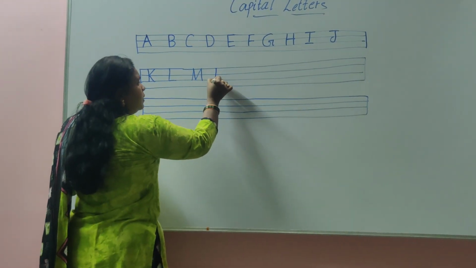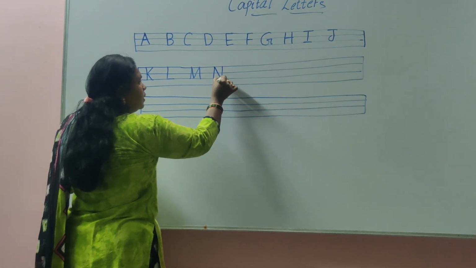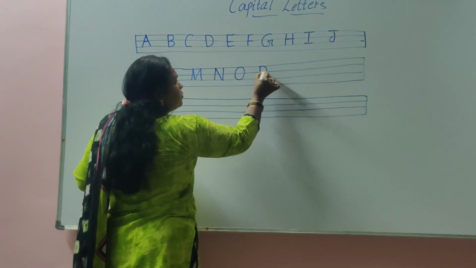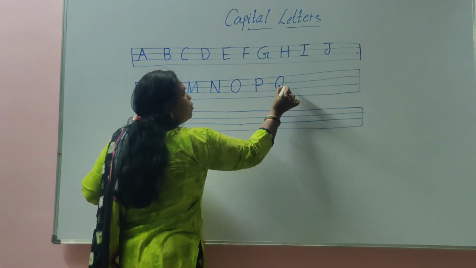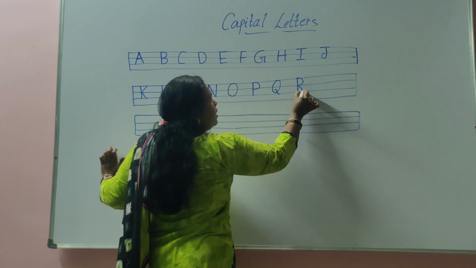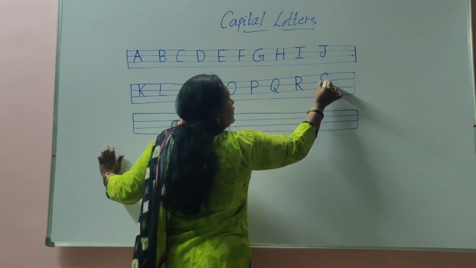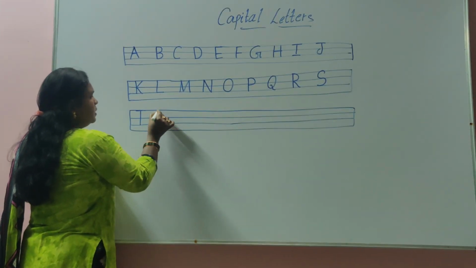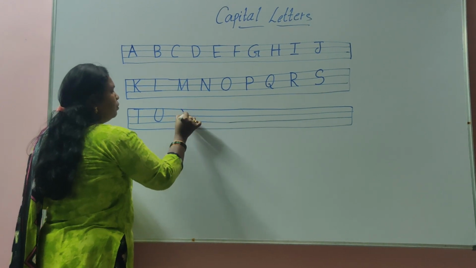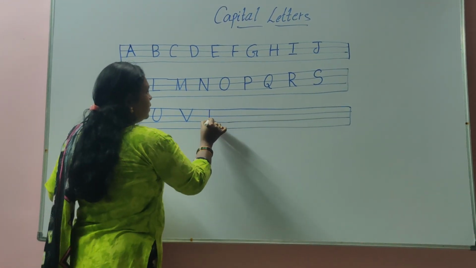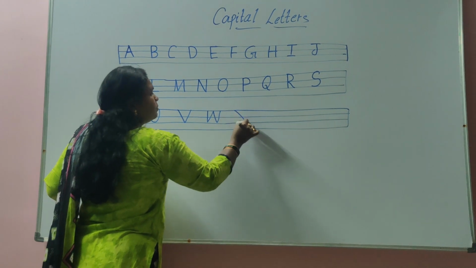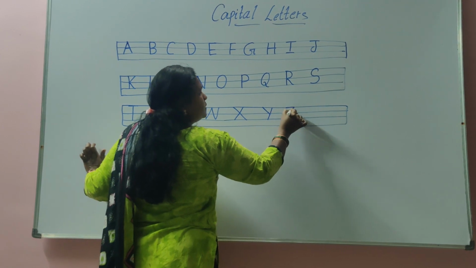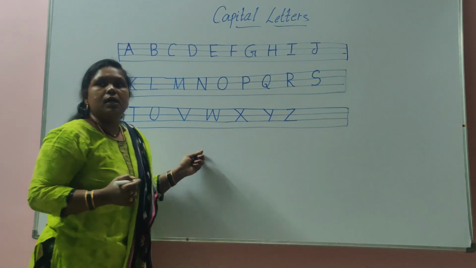Capital letter N, capital letter O, capital letter P, capital letter Q, capital letter R, capital letter S, capital letter T, capital letter U, capital letter V, capital letter W, capital letter X, capital letter Y, and capital letter Z. This is how it goes.